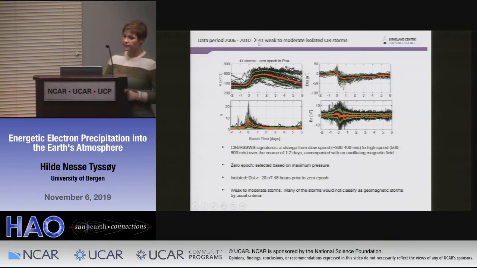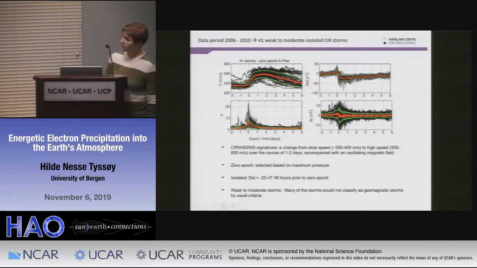We find 41 weak to moderate isolated CIR storms, and as you see here, they're quite weak because here is Dst minus 50, and some of these storms wouldn't even qualify as a geomagnetic storm using the usual criteria. But we have selected them as they are purely CIR storms, or high-speed solar wind-driven storms, as shown here. And it's interesting to see how much is coming down in this period where we have quite weak geomagnetic signatures.